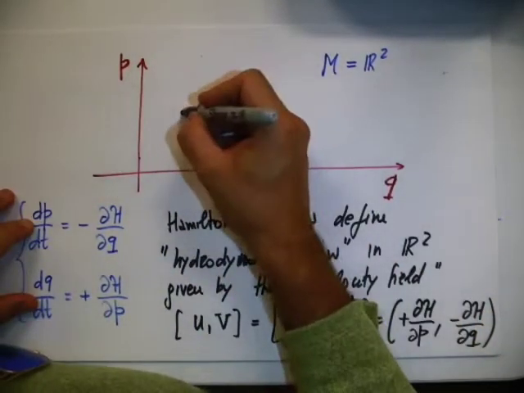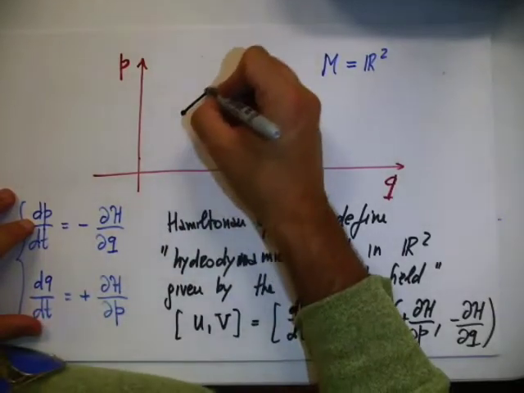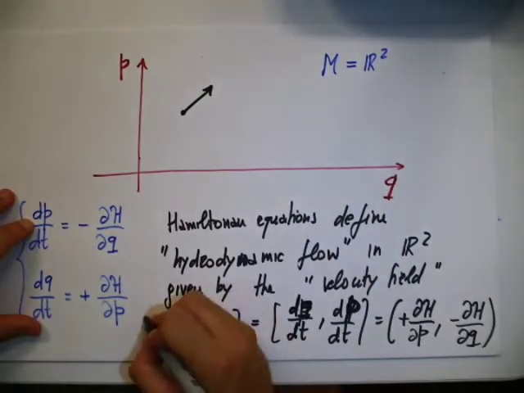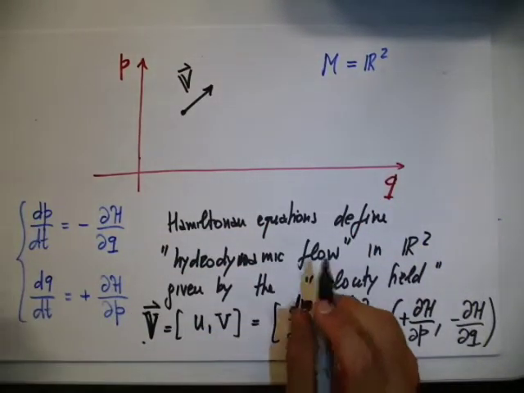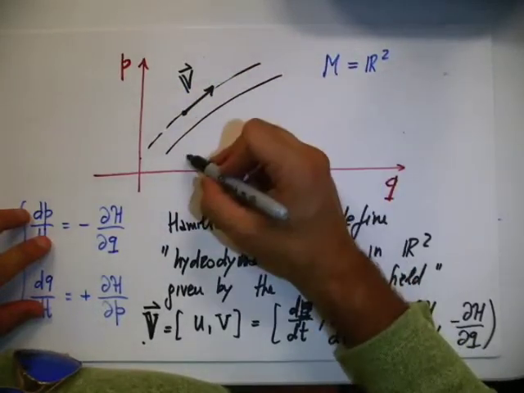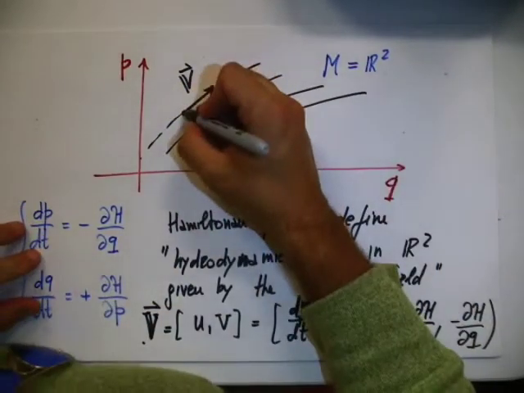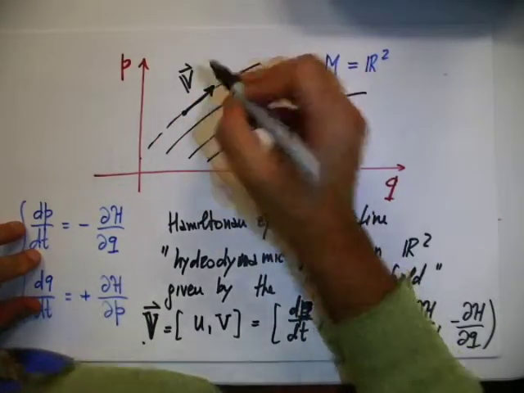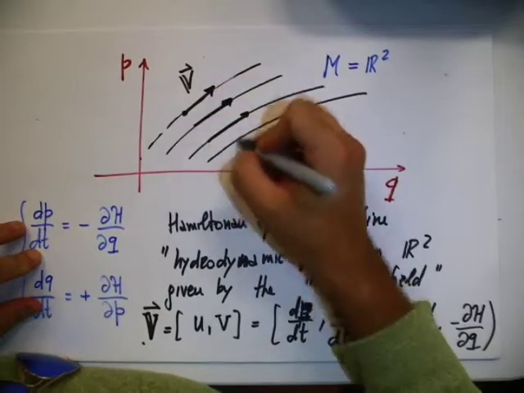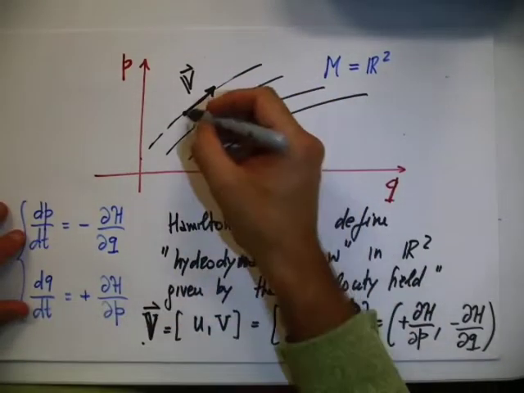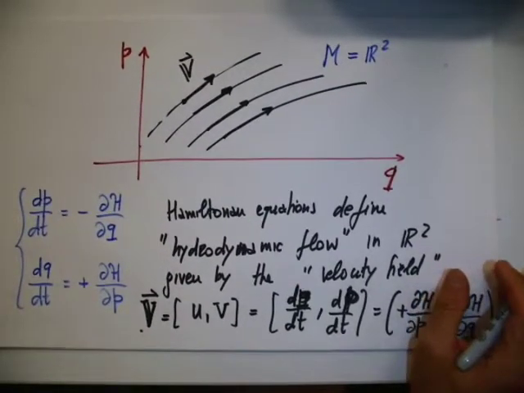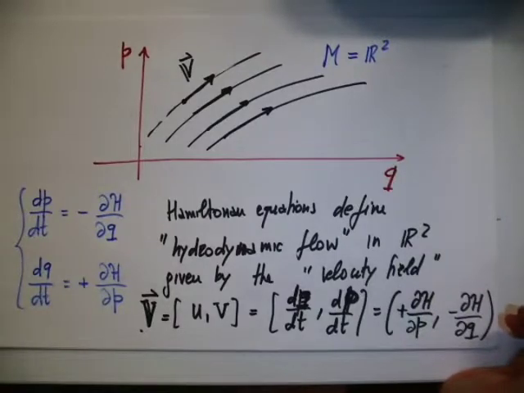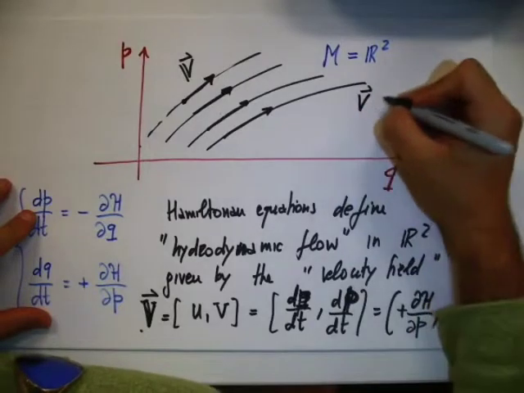So what does it mean? At any point in R2 I will have a vector field V, and this vector field V at any point will define a flow, and so at any point P the tangent to the trajectory will form a velocity field V, and this velocity field has a special property. This velocity field is incompressible.